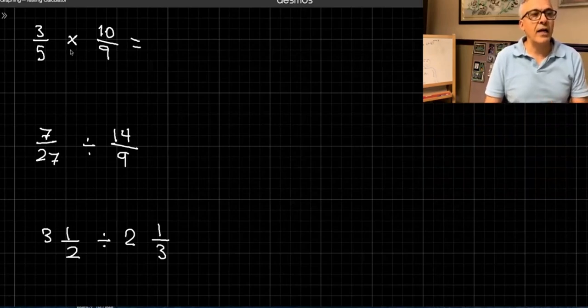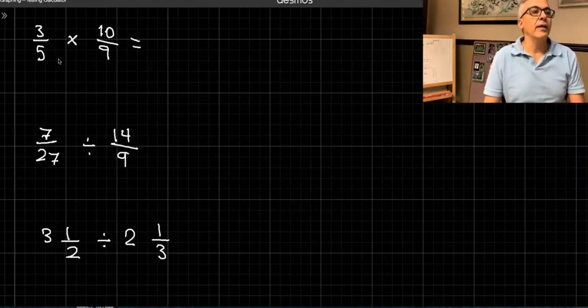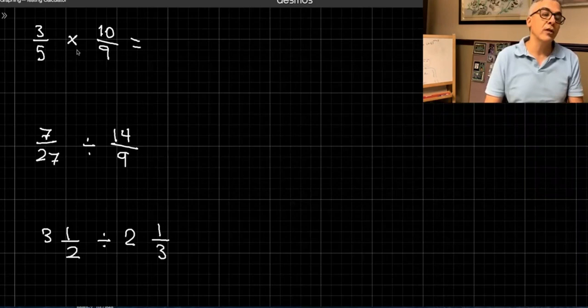So when we multiply fractions, we always look to reduce, okay? You could always reduce within each fraction, but here we cannot. 3 and 5, we cannot reduce by anything. 10 and 9, we could not reduce by anything. Then you look diagonally with the 10 and 5 and the 3 and 9. And if you could reduce, do so.